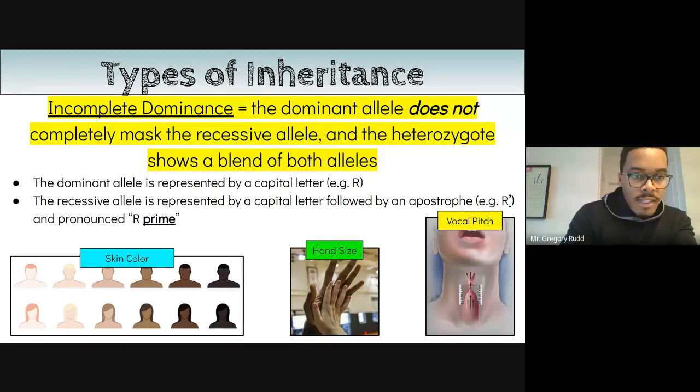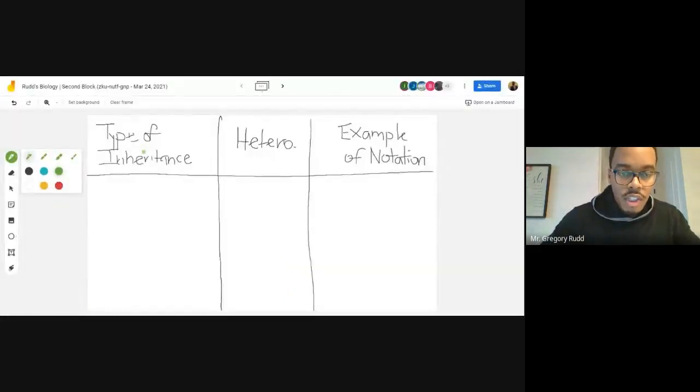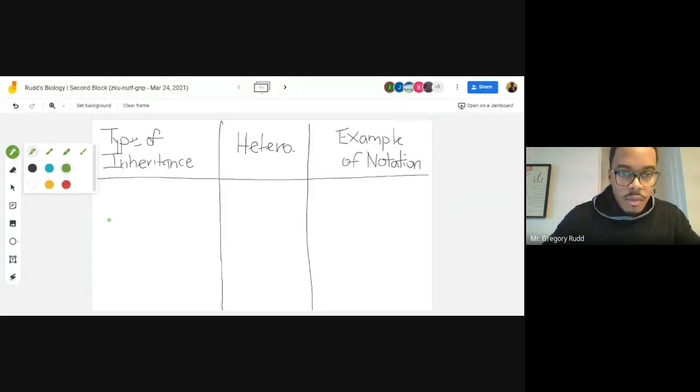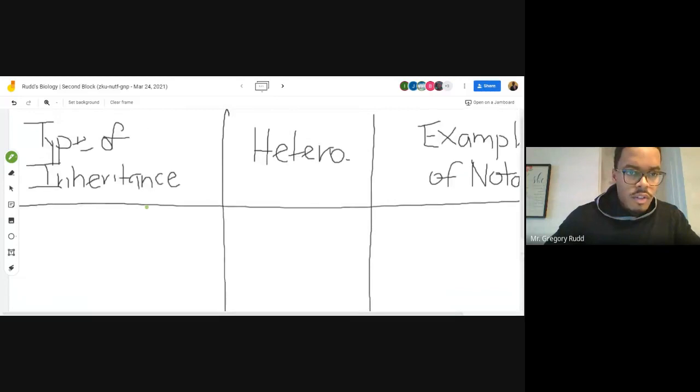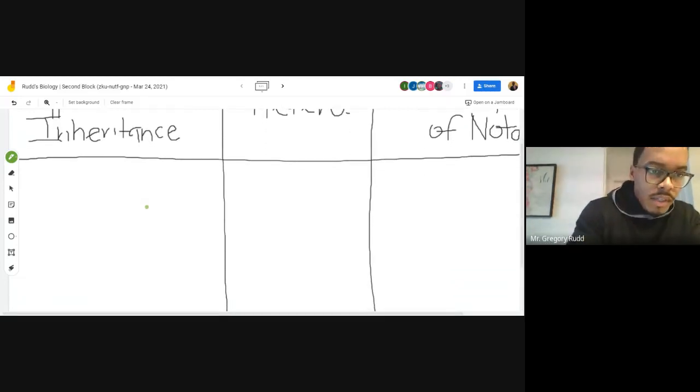All right, so last couple of days we've been talking about a specific type of inheritance. I'm going to share this tab for those of you who have not yet joined the Jamboard so you can still see it. First couple of days we talked about complete dominance. And again, I do want you to write this table down in your notes.